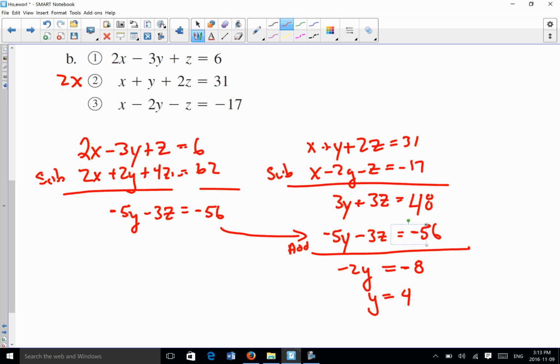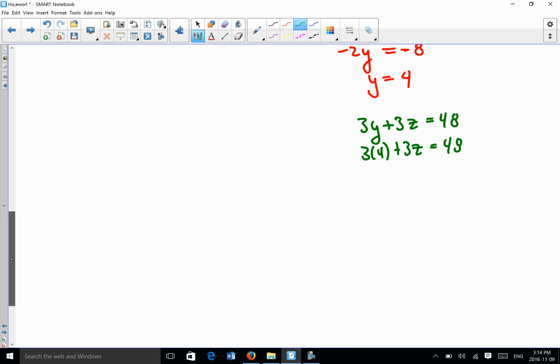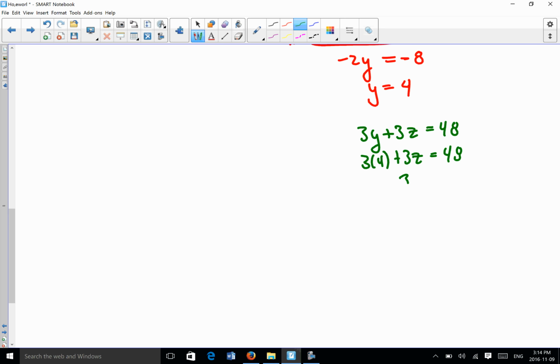So y is 4. And now that I got y is 4, I go back to one of my two original equations. That would be this one or this one. Let's use the positive one. 3y plus 3z is 48. What's y though? Y is 4. So 3z equals 48 minus 12. I had to get an x there. Sorry guys, should be a z. Silly mistake there. Okay, 3z.